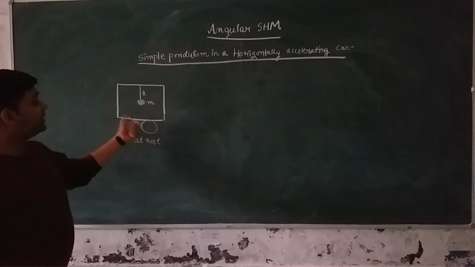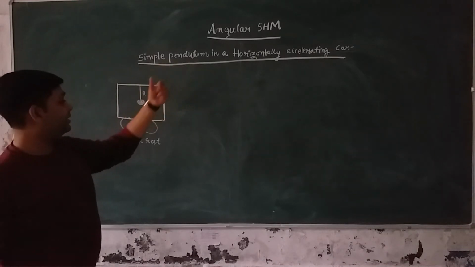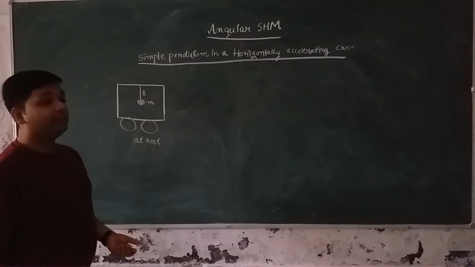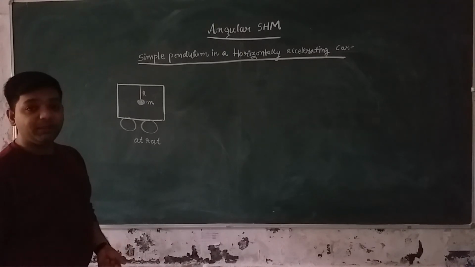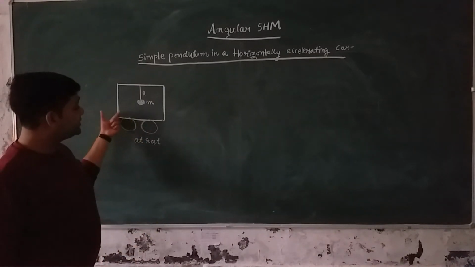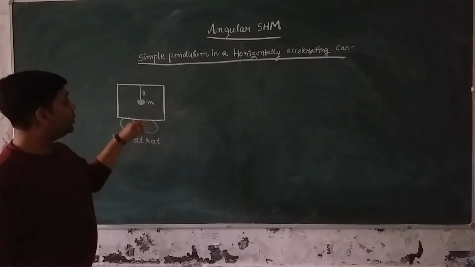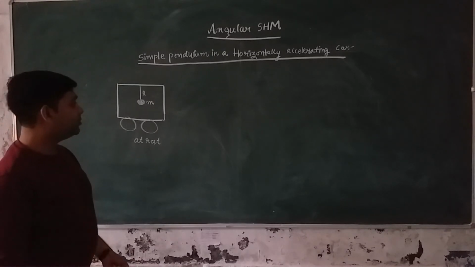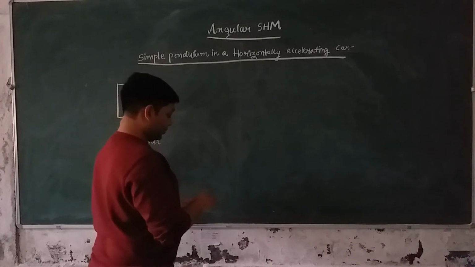Now what if this car starts accelerating towards right, with some constant acceleration A, then what will be the equilibrium position of the simple pendulum? Will it be the same or will it change? Are you getting my question? So I want to know, will the equilibrium position of the simple pendulum change or will it remain constant? So let us analyze that, and then we shall answer this question, right?